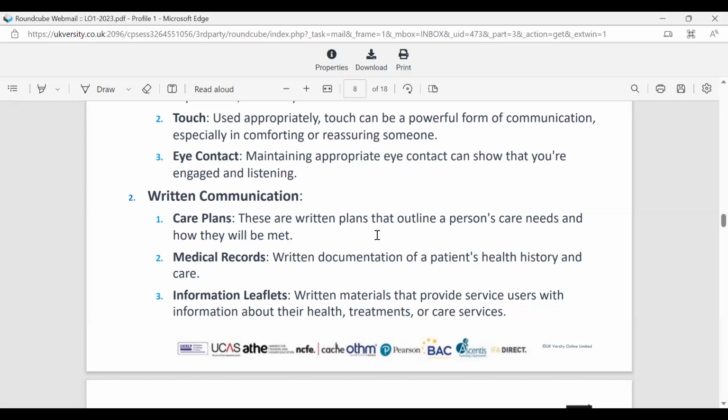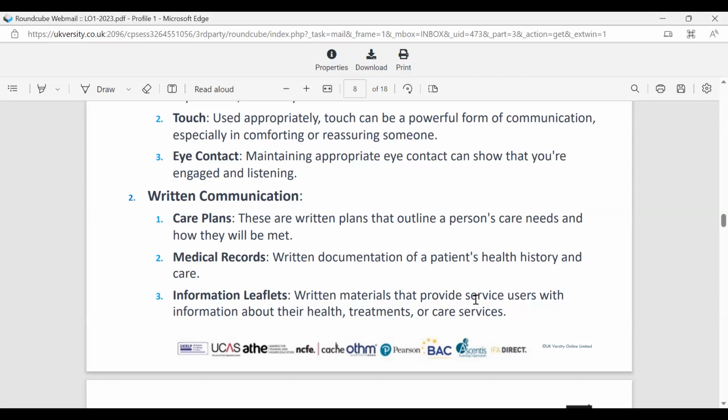Then we've got written communication. We've got care plans that need to be put in place. They are written plans that outline a person's care needs and how they will meet them. Why do you think it's so important to have care plans in place? In order to be able to know their history, how they've been doing in the past few years. And medication will be there as well. Yeah, if you put a care plan together, you're identifying what their needs are and how you can meet them.